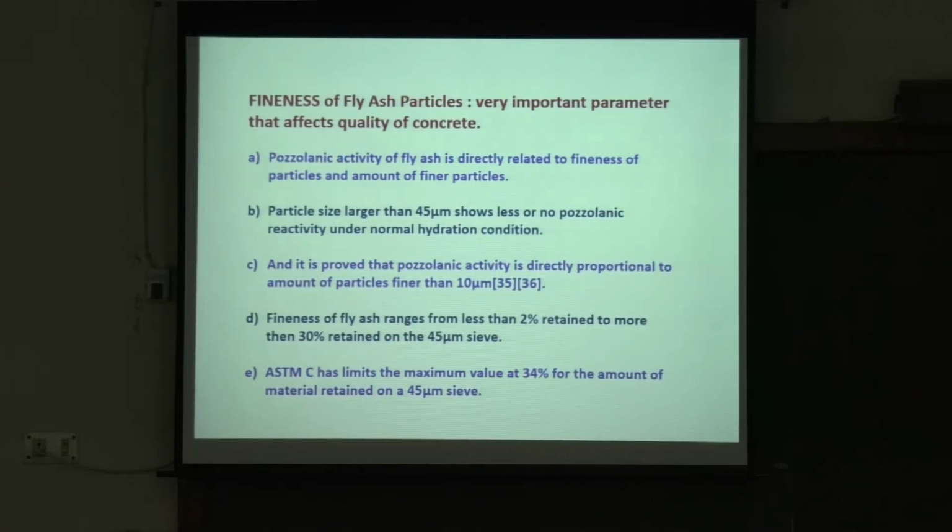ASTM has limits for class C fly ash, that's a standard: maximum 34% of the material retained on a 45 sieve. If the material is retained on top of the sieve, that means its particle size is larger than 45 micron, okay? So these things are very important.